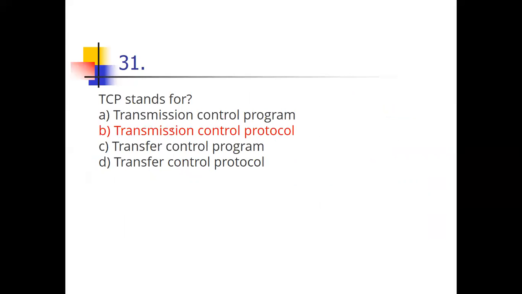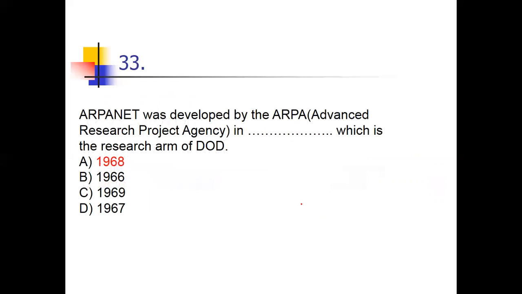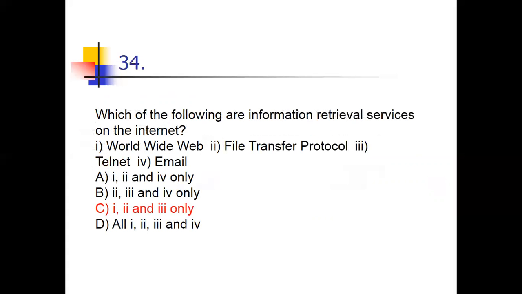TCP stands for, sometimes students get confused. They write transfer. No, it's Transmission Control Protocol. Okay. DARPA is again related to the history of the internet. It's the Defense Advanced Research Project Agency that works on the ARPANET. ARPANET was developed by ARPA in the year 1968. This is a remembering question. You have to remember it.